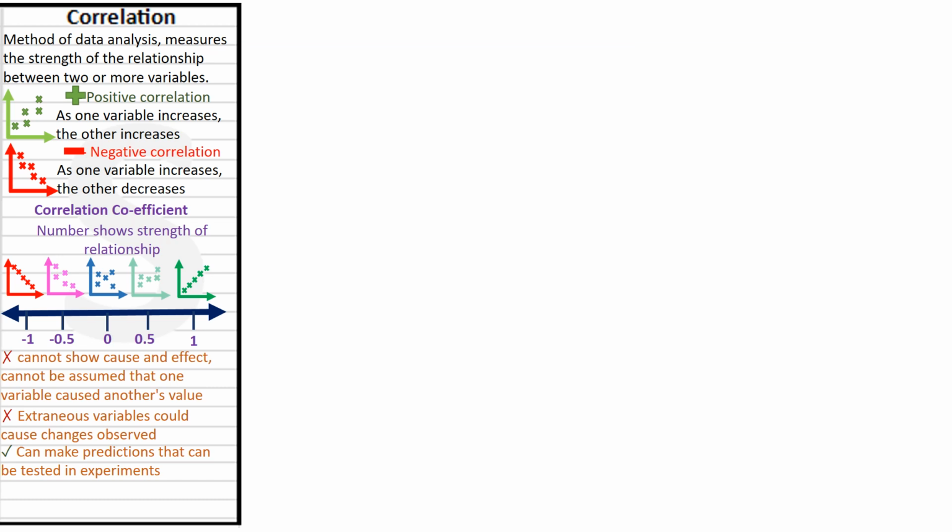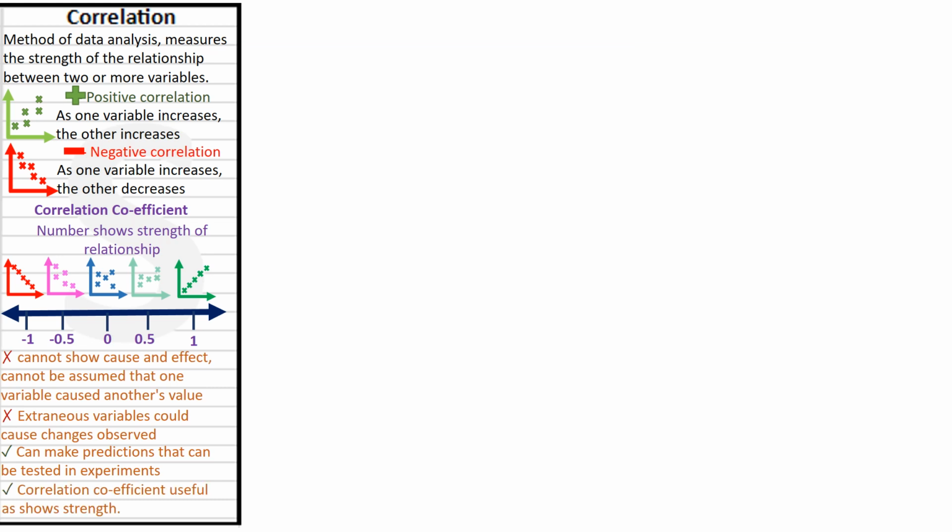So what you might want to do is run a correlational study on some bits of data that are already out there, notice there's a correlation, and then suggest to run an experiment afterwards. So clearly extraneous variables could have caused some of the changes that you've seen. And as I just said, we can make predictions that you can then test in an experiment.